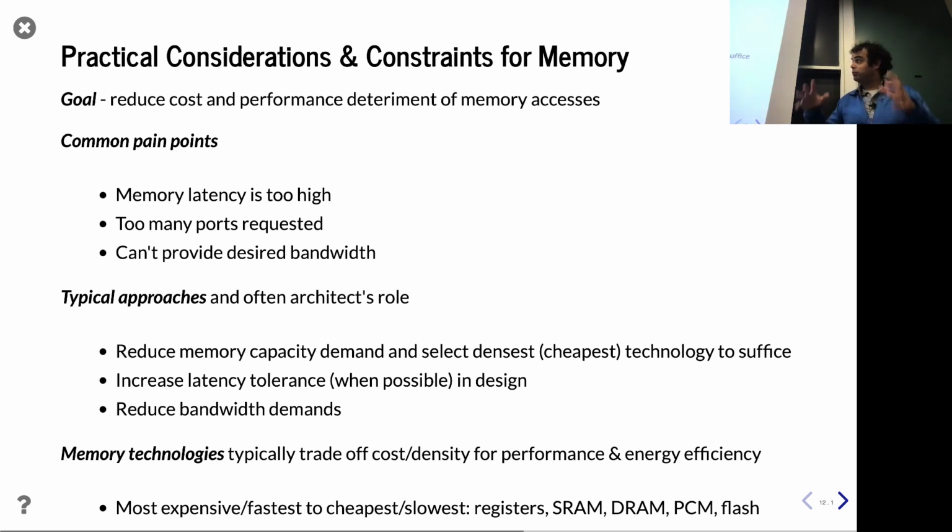And so how does an architect solve this? Well, we rearrange our system to try to reduce the bandwidth demands, reduce the capacity demands, tolerate higher latency, and get by with a cheaper, slower technology if we can.